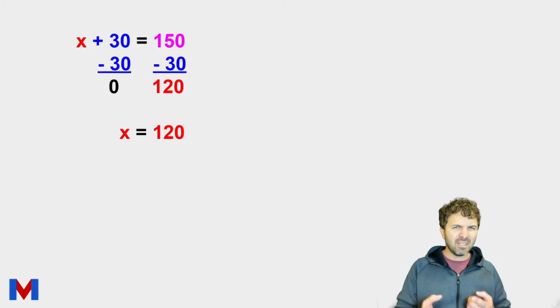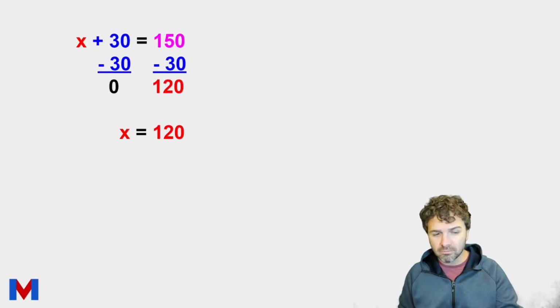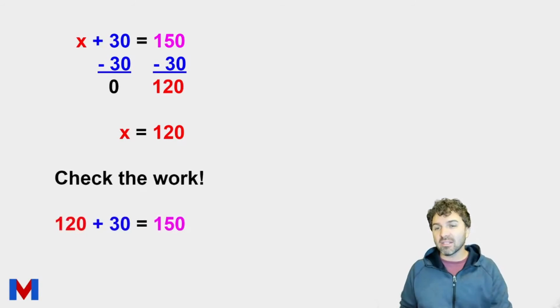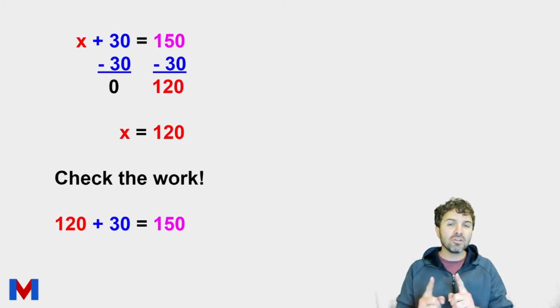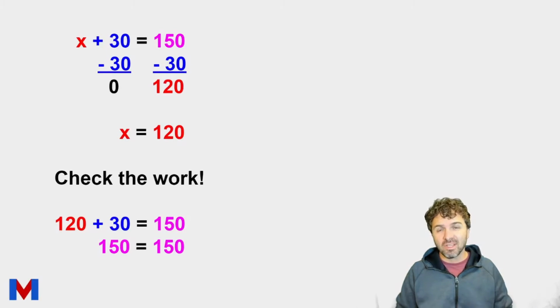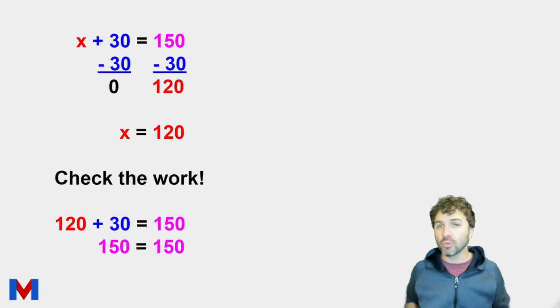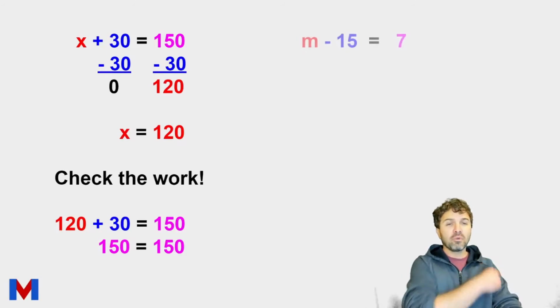And sometimes we make mistakes, so let's check our work. We check it by taking the value that we found and putting it back in for x. So 120 plus 30, is that 150? Yes, it is. So we found out that 120 makes that original equation true. Let's check another equation now.